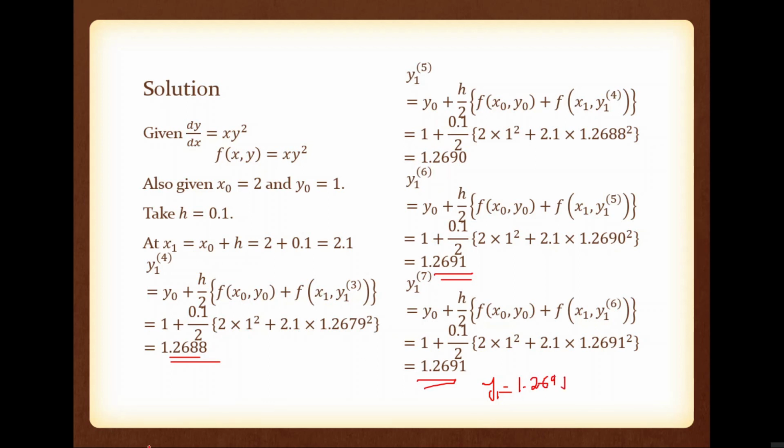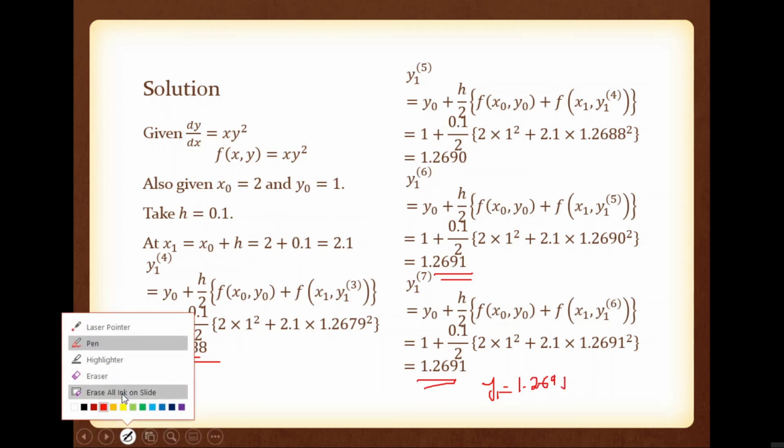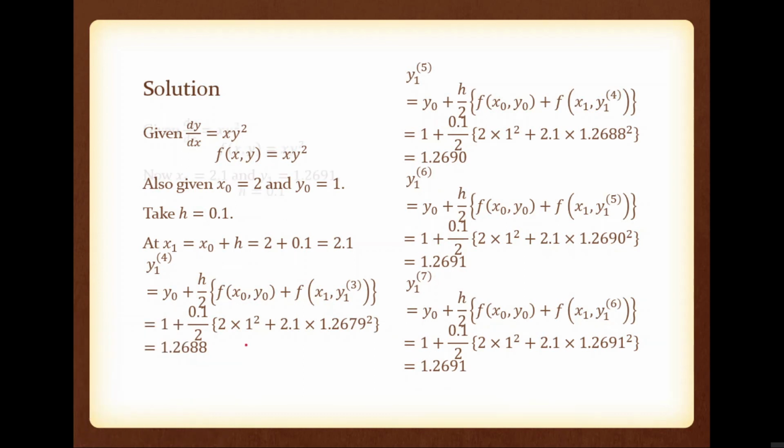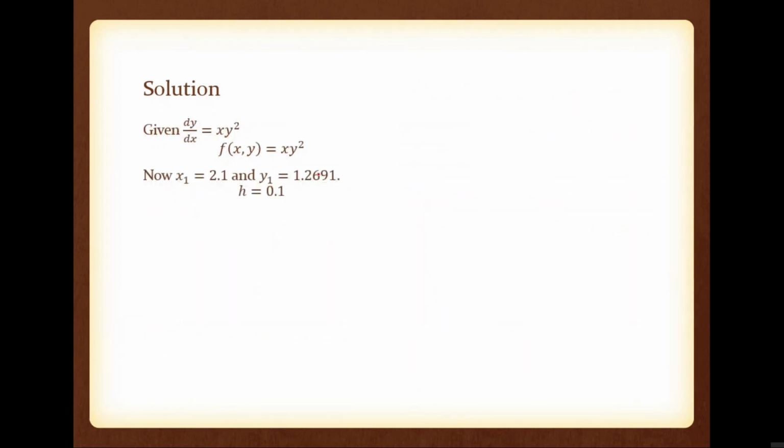Okay, so y1 is equal to 1.2691 corresponding to x1 equal to 2.1. So now, by using this value, you have to find y2 corresponding to x2. What is x2? x2 equal to 2.1 plus h, that is 2.2.